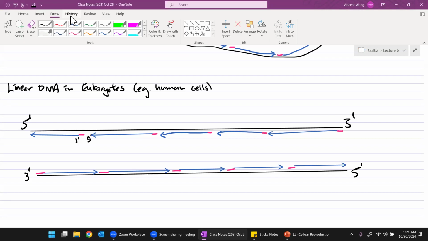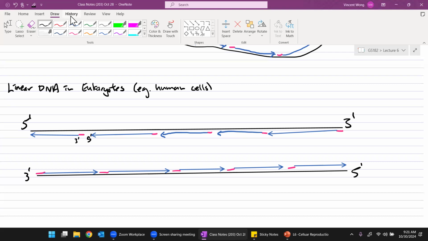This is going to get replaced by DNA. That's going to get replaced by DNA. That's going to get replaced by DNA. However, this will not be replaced by DNA. Why? Because there's nothing coming from above.